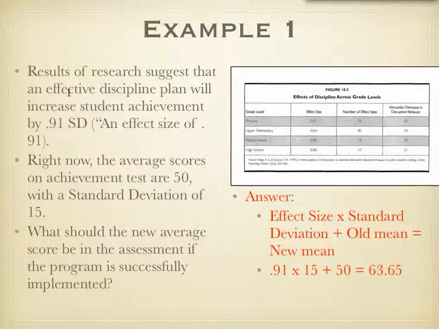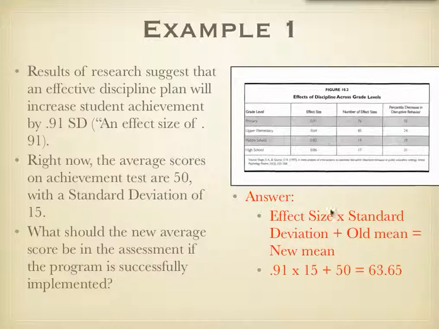So let's say that we're using this new discipline system that's going to bring discipline to our unruly students. We would expect, if the research held true, that there would be an improvement in student achievement from 50 to some other number. So how are we to figure that number out? Well, here's the student achievement on a particular assessment. Right now, the standard deviation is 15. So students at 1 standard deviation above the mean are getting scores of 65. 2 standard deviations are getting scores of 80, and so on. Same thing would hold true for below the mean. What should the new average be on the assessment if the program is successfully implemented?